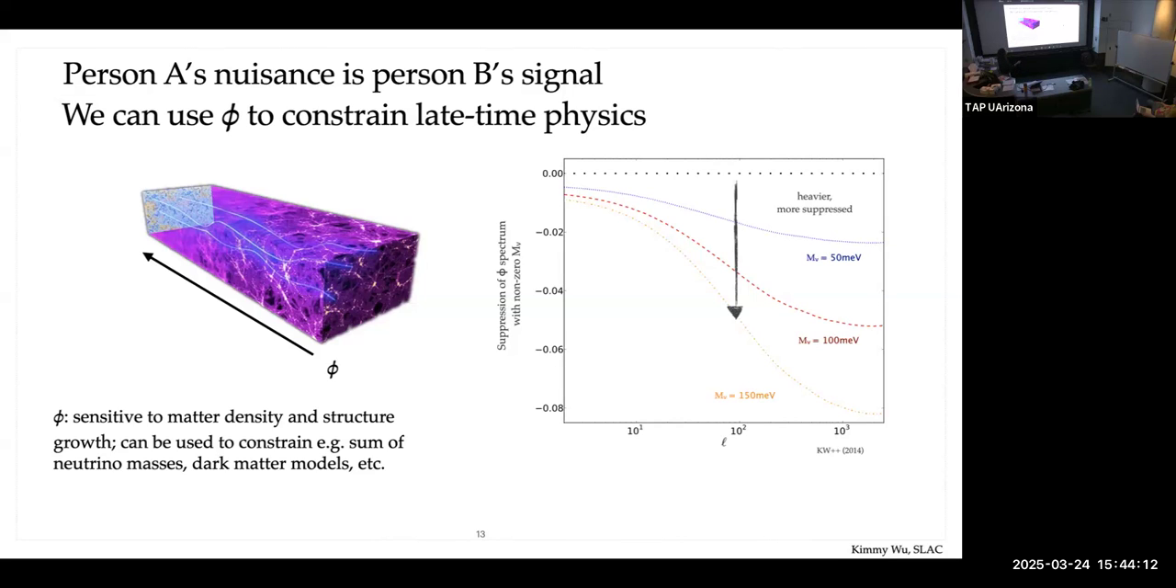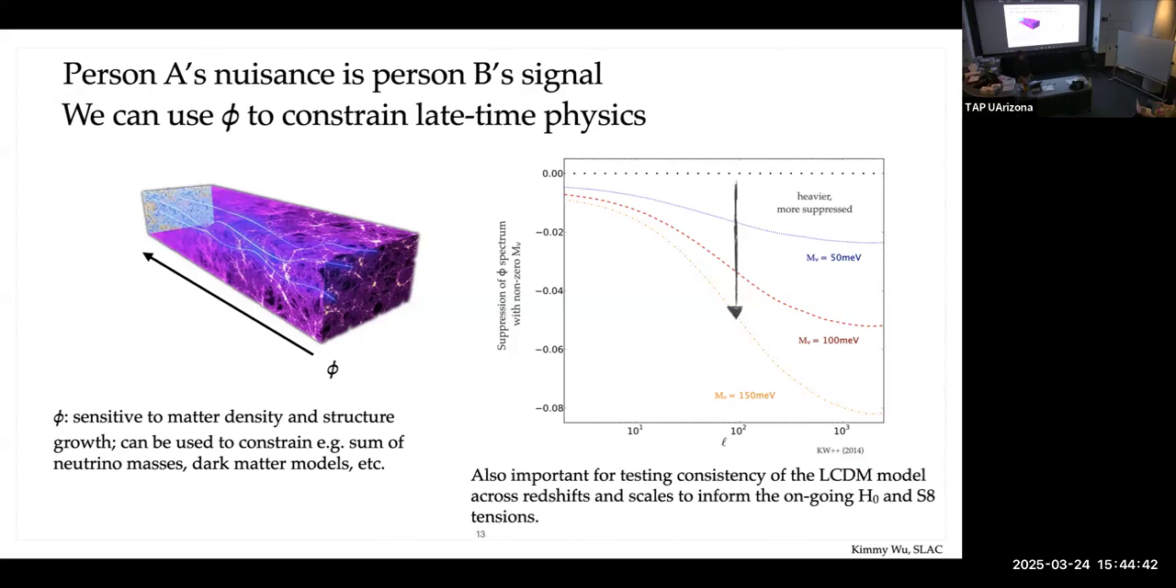So this is an illustration of the suppression of the CMB lensing power spectrum given different sums of neutrino mass. Because, for example, neutrinos, below their free streaming scale, suppress structure formation. So with heavier neutrinos, you expect more suppression of the lensing potential power spectrum. So this can be a way for us to be sensitive to neutrino mass. And the lensing power spectrum can also be used to test consistency within the lambda CDM model across redshift and scales. That could be interesting for the ongoing discussion about the S8 tension and the H0 tension.